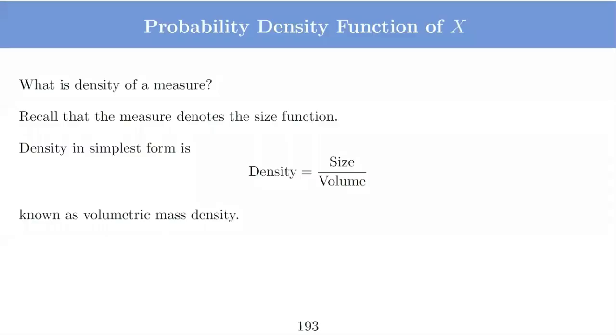So now we will talk about the probability density function of a continuous random variable. First we will talk about what is the density of a measure. Recall that measure denotes the size function, right? So if you have a set X and I want to assign a measure on this, it means if I take a small subset of this, I want to know what is the size of it. So it's like you have a big line, and you take any line segment on that and ask what is the size of it. The way you can measure the size is by computing the length of that line.